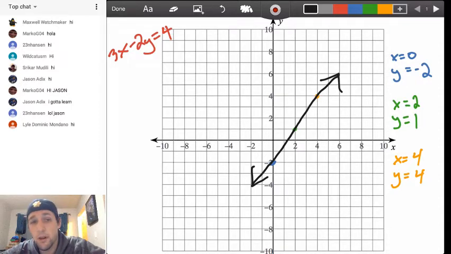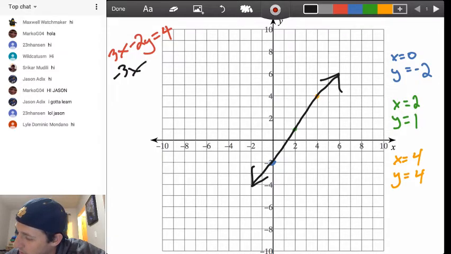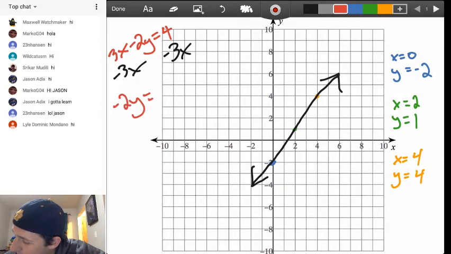So really all we're doing is finding solutions. Now, just for the sake of argument, let's say you wanted to transfer that into slope-intercept form. That's what we're going to be doing next anyway. All you would really do is solve for y. So you would subtract 3x from both sides, and that would get you -2y equals -3x plus 4.